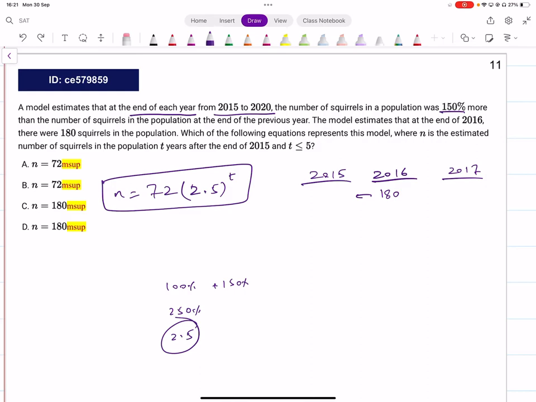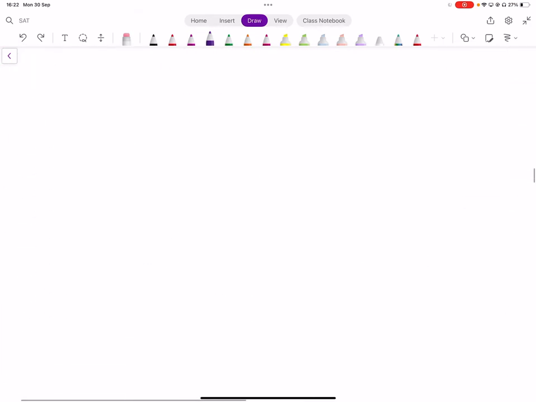So this is very important to understand. The number outside represents the initial value. This is the factor by which you are increasing something. Okay. That's how exponential functions work. Let's move on. The next one from this PDF was question number 17.